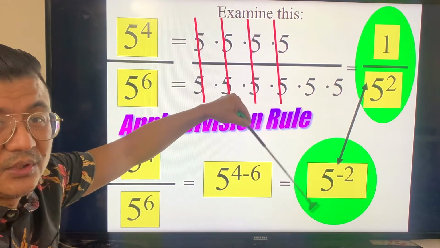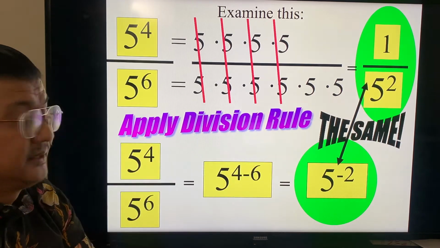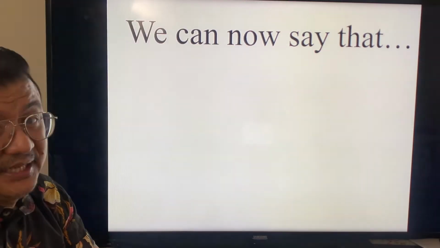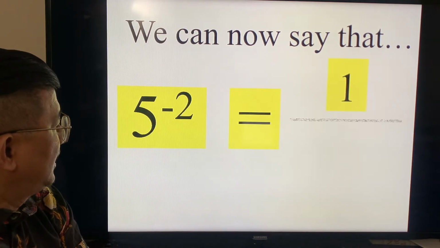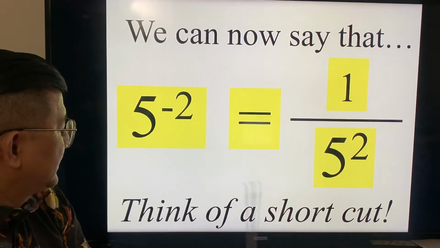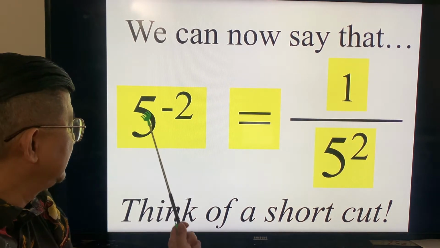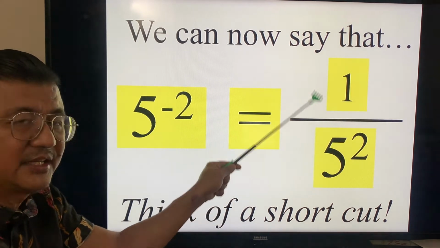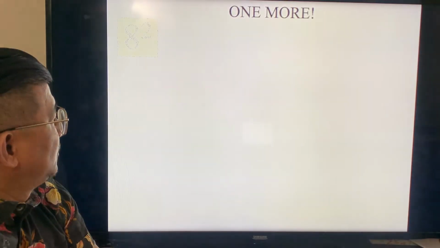So meaning these two are the same. That negative 2 becomes like this, the same. We can now say that 5 to the negative 2 is the same as 1 over 5 to the 2nd. We've proven that a while ago. Think of a shortcut. If you see a negative exponent, how did I transform it into a fraction? What's the meaning of it? See that? Okay.